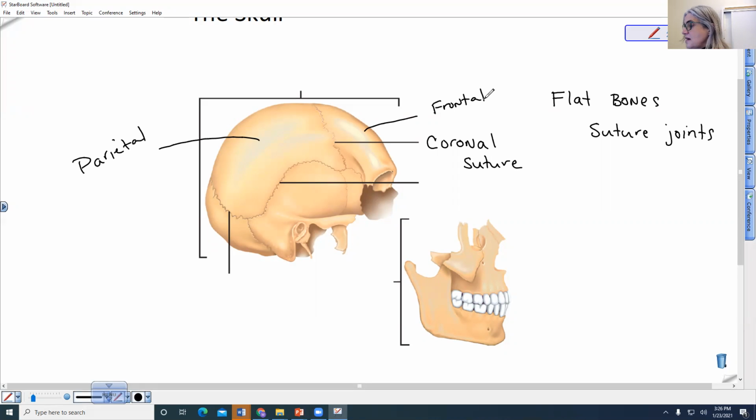We also have the squamous suture. So this is the temporal bone, and this is the parietal bone. We have two temporals and two parietals, one on each side. And this is what separates those two bones. We also have one that comes down the middle that separates the two parietals, which we'll talk about in a little bit. And then we have the lambdoid suture.